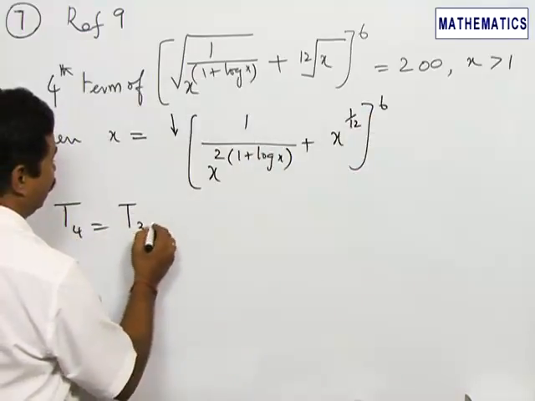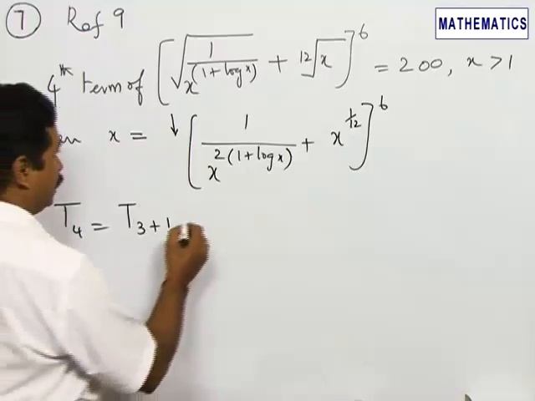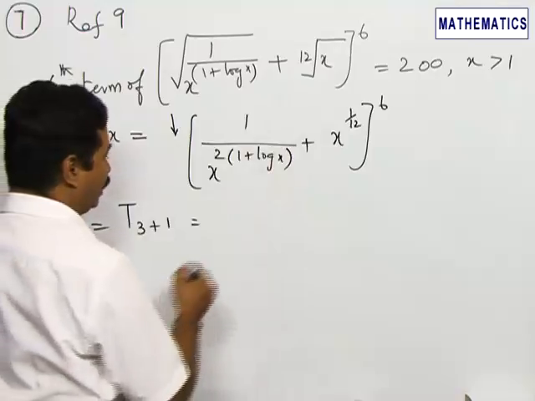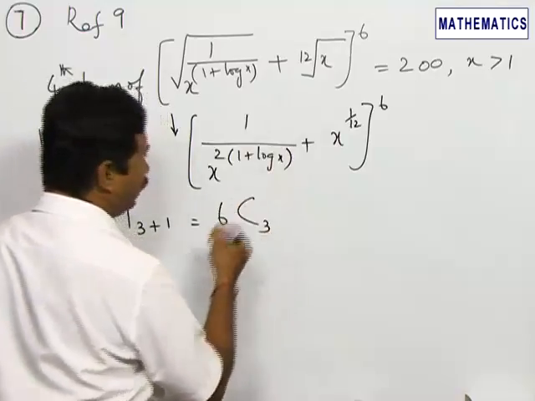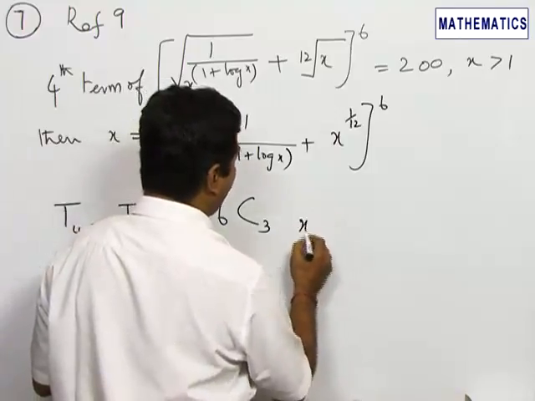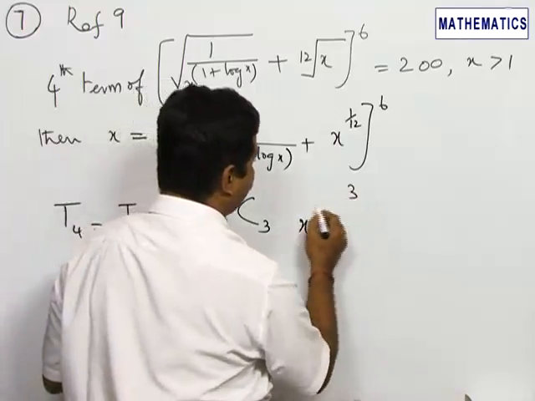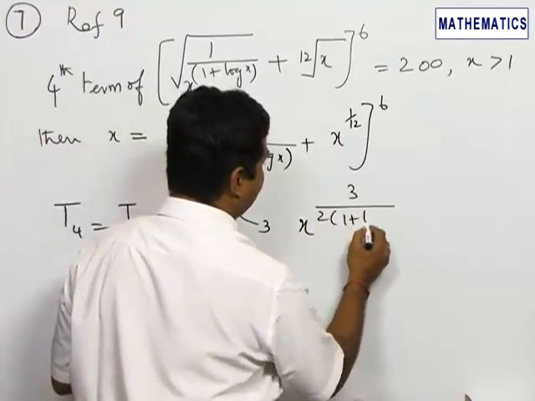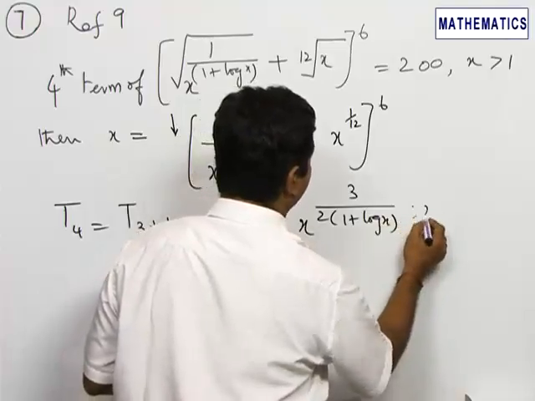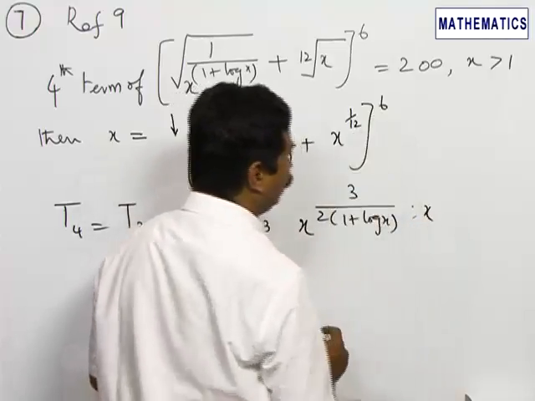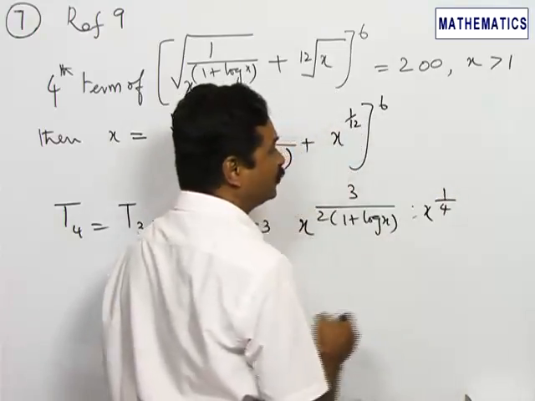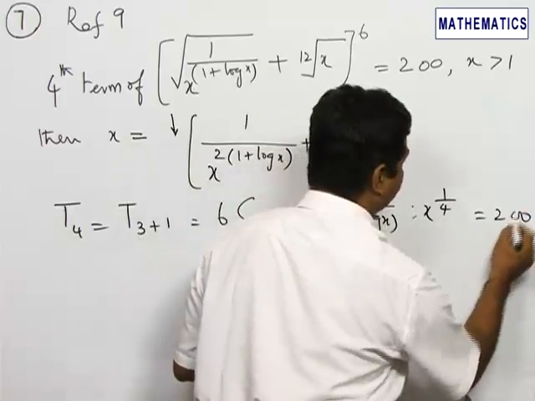Term 4 is t of 3 plus 1, where n is going to be 6. On expanding this, it will be 6C3 of x^(3/2 (1+log x)) into x^(1/12 × 3), and 1/12 times 3 is 1 by 4. This is going to be 200.